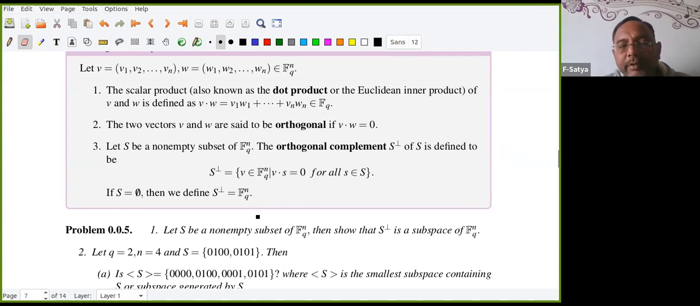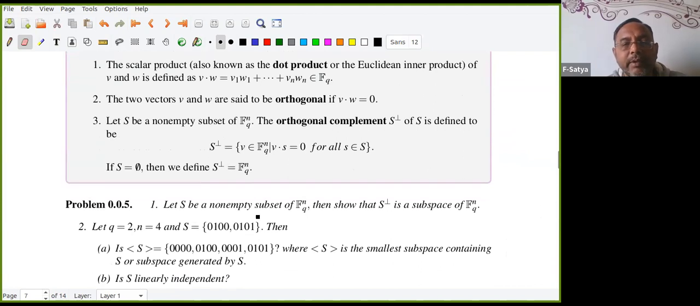Okay, it is a subspace. It is independent of whether S is a subspace or not, but S perp is a subspace. That is important. Are you clear? S may or may not be a subspace, but S perp is a subspace. Okay, fine. All of you are done almost.